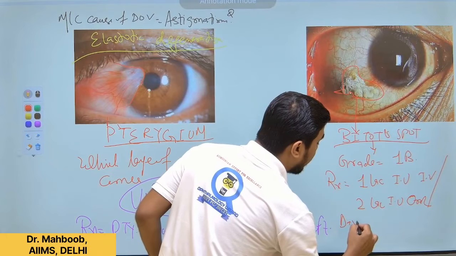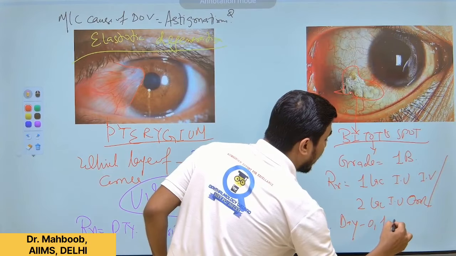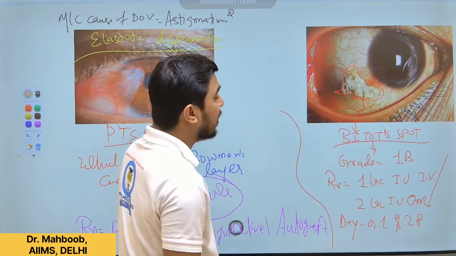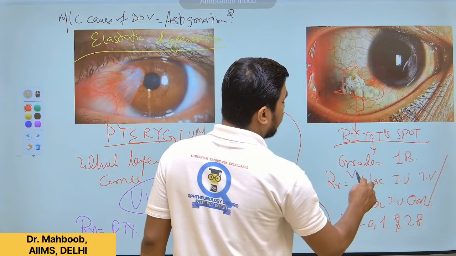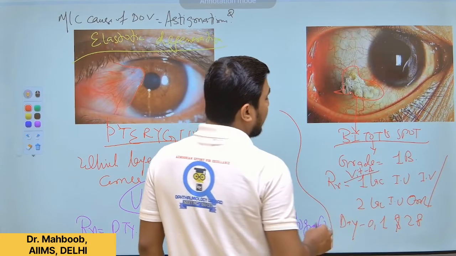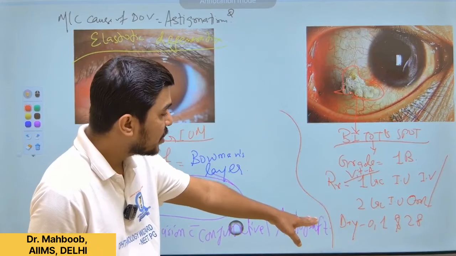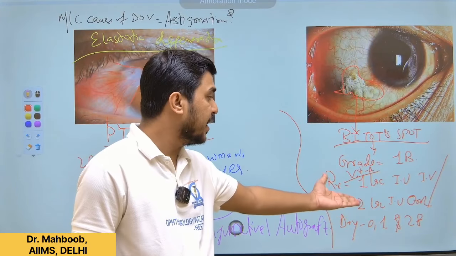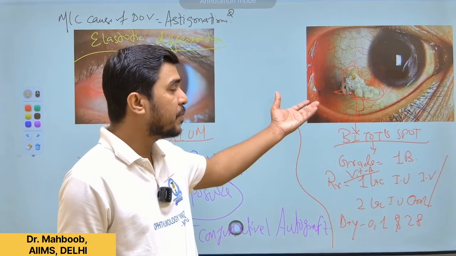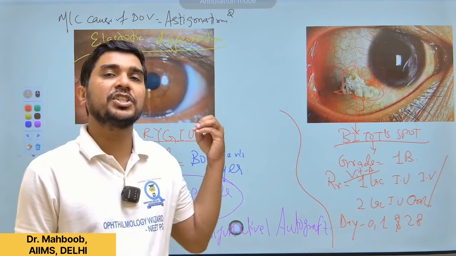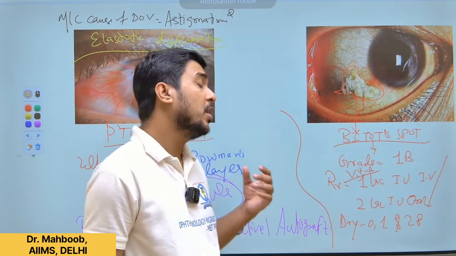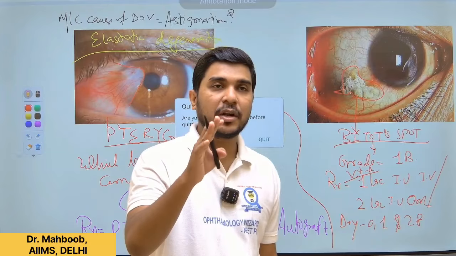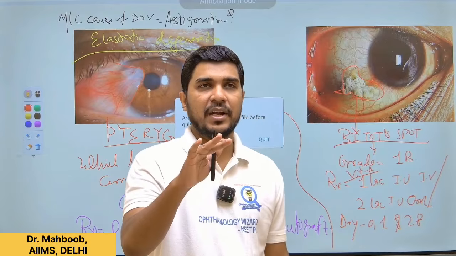डे कौन सा डे पे आता है? Day 0, 1 and 28. So if this is happening, you have to give vitamin A on day 0, 1 and 28, 1 lakh international unit or 2 lakh international unit oral. This is a Bitot's spot. It's a manifestation of vitamin A deficiency or xerophthalmia. Understood? I mistakenly told night blindness. It's not night blindness. It's a xerophthalmia thing I'm telling.